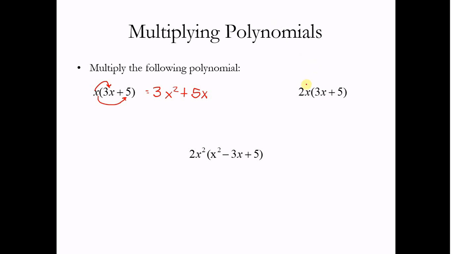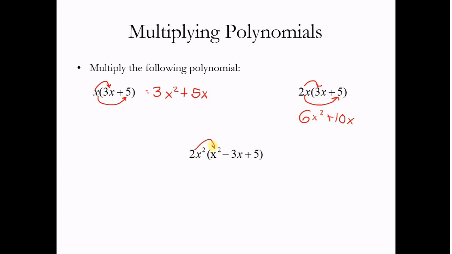Now let's multiply this 2x in. Let's get a little harder here. We're going to have 2x times 3x. 2 times 3 gives you 6, and then you multiply your x's, x times x is just x squared. And then 2x times 5, we multiply the numbers, 5 times 2, that's going to give you 10x. So 6x squared plus 10x.